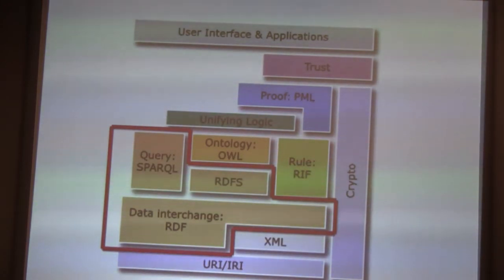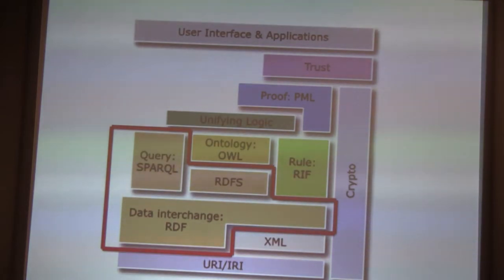If you look at this architecture, at the bottom is the URI and IRI. That means the foundation of the semantic web is using URIs, uniform resource identifiers, to identify resources. One example is the web URI: when you click on any link on the web, that can be seen as a URI. On top of the URI, the XML is presented there.